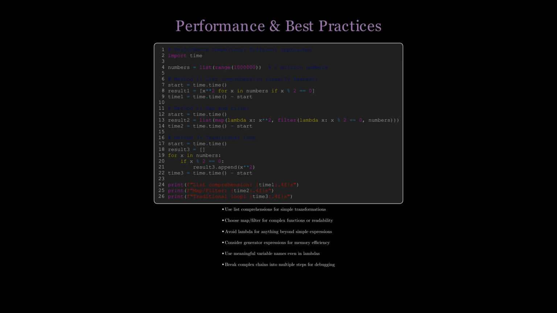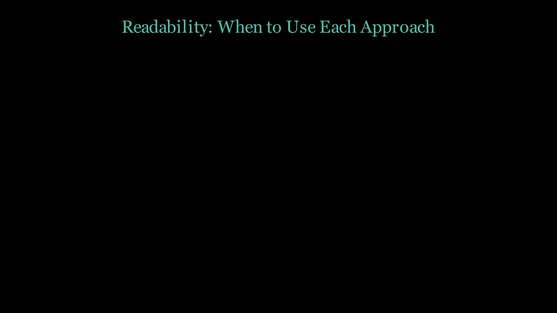Generator expressions save memory for large datasets. Even in Lambdas, use descriptive parameter names. Break complex chains into steps for easier debugging and maintenance. Let's compare the same operation written in different styles to understand when each approach shines. Readability often trumps minor performance differences.